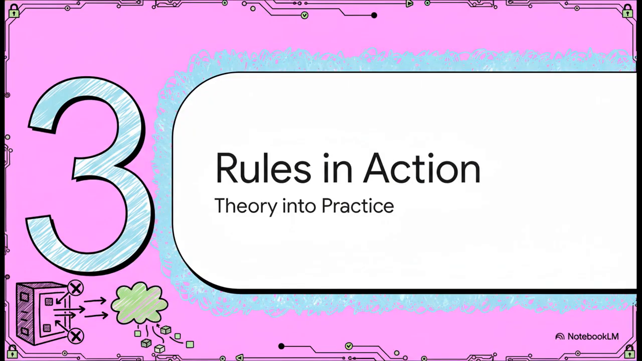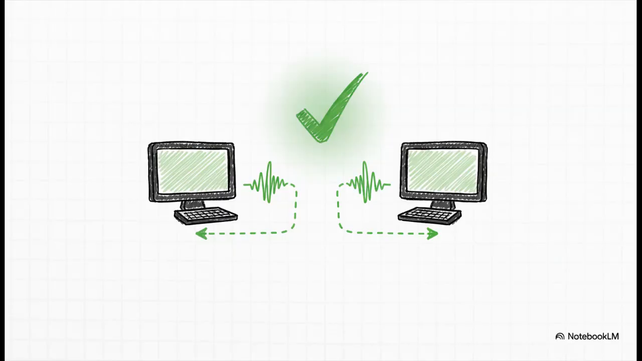All right, enough theory. Let's see how this stuff actually works in the real world. We're going to build out a few simple but totally essential rules to get our network traffic flowing exactly the way we want it to. So our first task is a really common one. We need to allow ping. Ping is just a basic network tool that uses a language called ICMP. It's how one machine can check if another one is online and reachable.